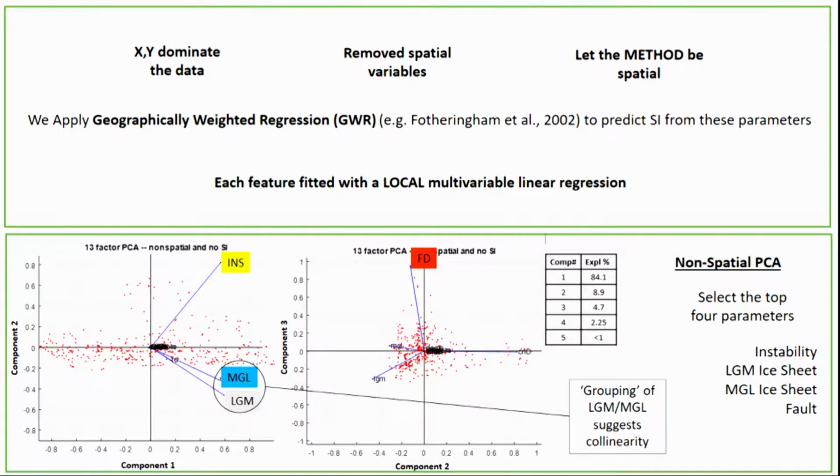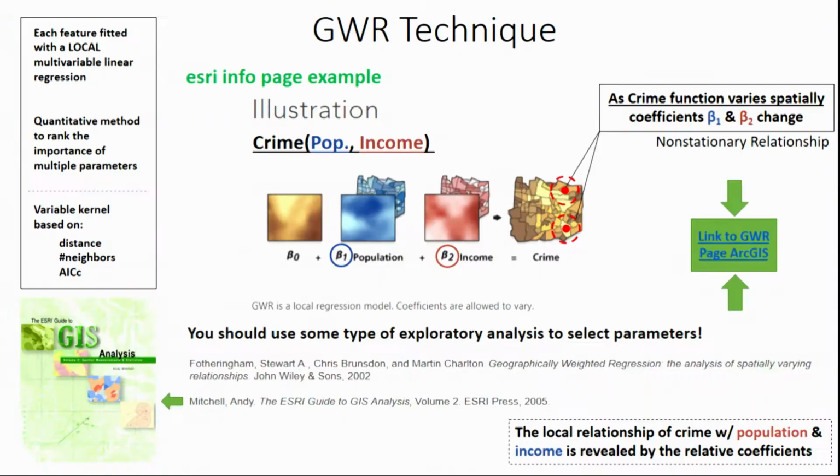The parameters we selected were instability, the 2 ice sheet extents, and the fault distance. We selected these based on the length of these vectors that you can see here. Like I suggested, the GWR technique is where we fit each feature with a local multivariable regression. It's a quantitative method to rank the importance of these parameters.